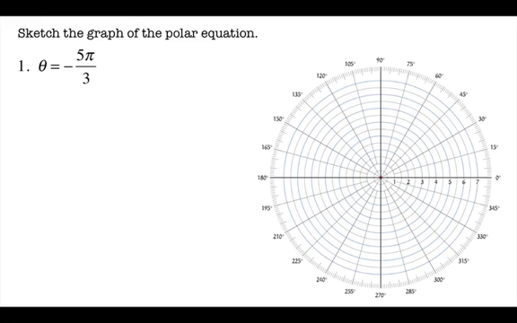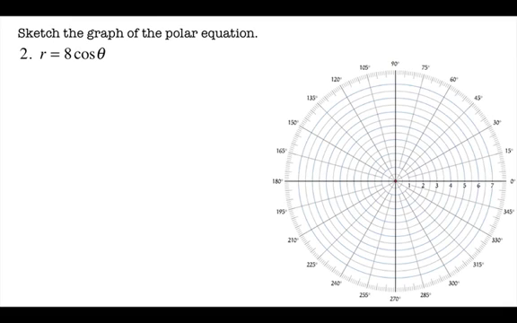Sketch the graph of the polar equation. You have theta is equal to negative 5 pi over 3. You know that this is negative 300 degrees. So if you go to the unit circle, to the polar grid, and just travel negative 300 degrees, you're going to end up all the way over here. That's why the graph of number 1 is the following. Next slide. Here's number 2, same directions.